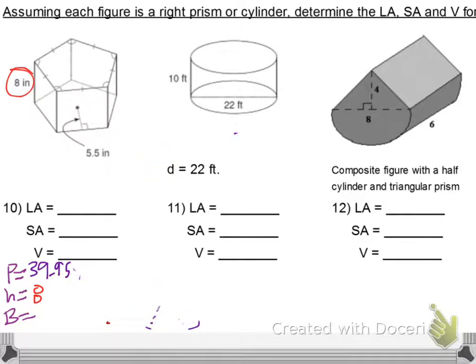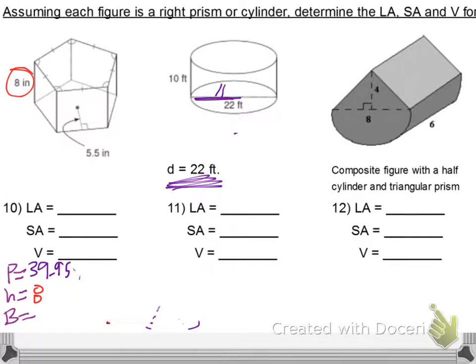All right, this next one is a very straightforward problem, so I'm not going to work it. The main thing is realizing that this is the diameter, which is 22 feet, so you would need to know that the radius is 11, but then it's straightforward from there. Okay, last thing, and then we are done.